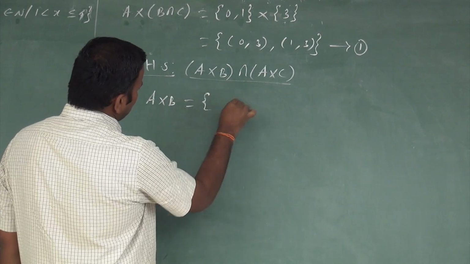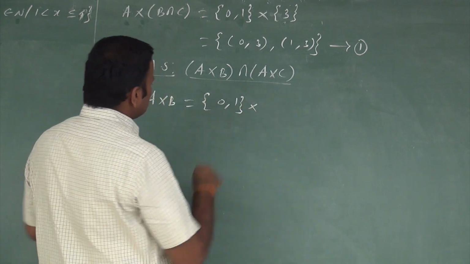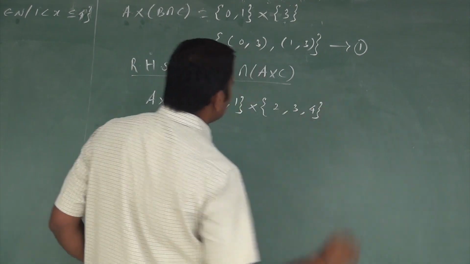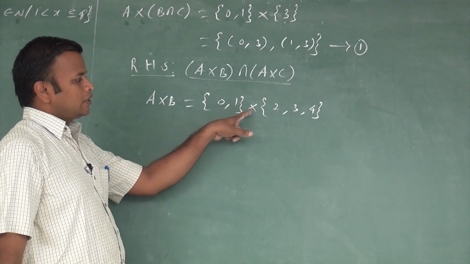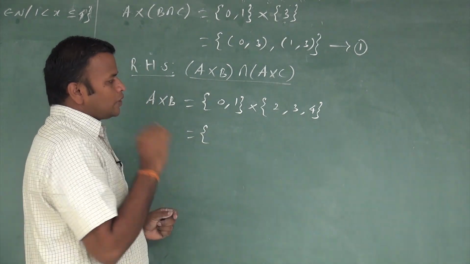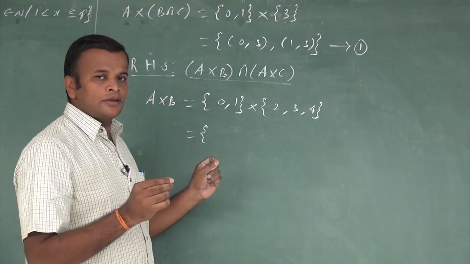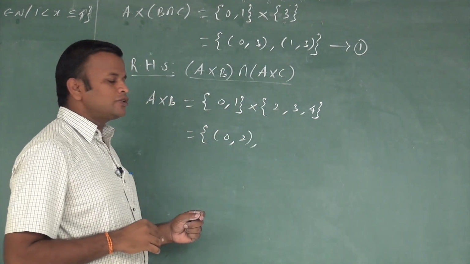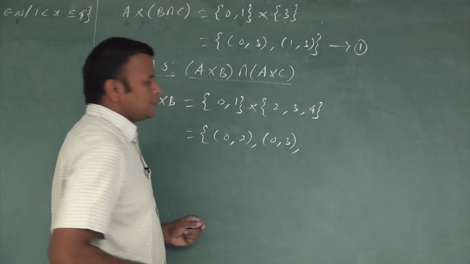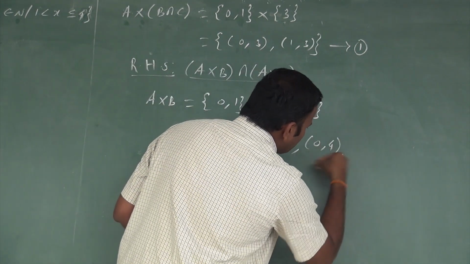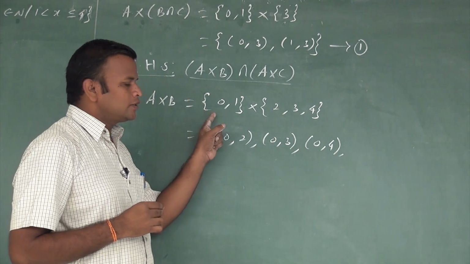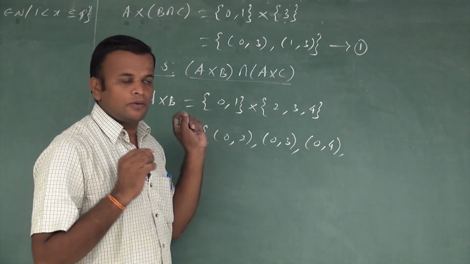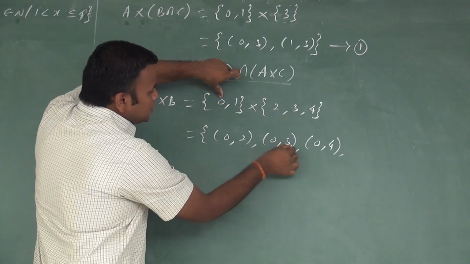So the first work is to find A cross B. What are the elements of A? 0, 1. Cross, what is the next set? B. The value of the set B is 2, 3, 4. Now to write all possible ordered pairs, we do the same work. The first is 0, 2. The next is 0, 3. Next, 0, 4. We don't change the element in the first set and we move the element in the second set, so no repetition will occur. That is the working rule: 0, 2, 0, 3, 0, 4.